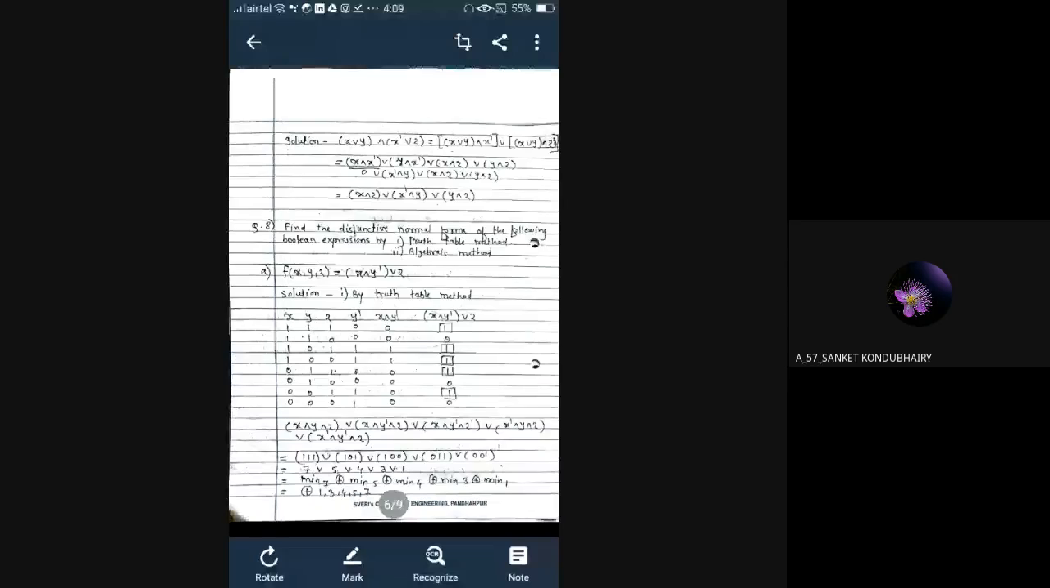Yes, ma'am. Okay. Now the second option, by using the algebraic method. Here our given example is x and y complement or z. Look here. We want to obtain this in sum of products form. Here outside the bracket or is there, means sum is there, and inside the bracket and is there.